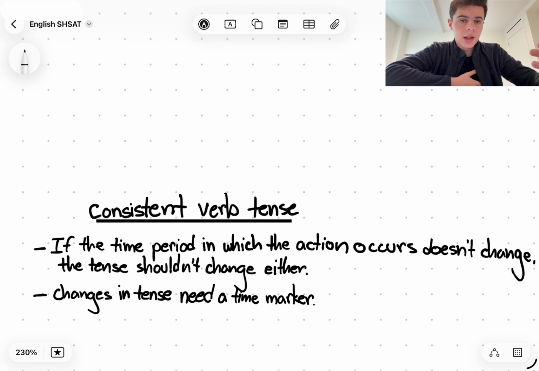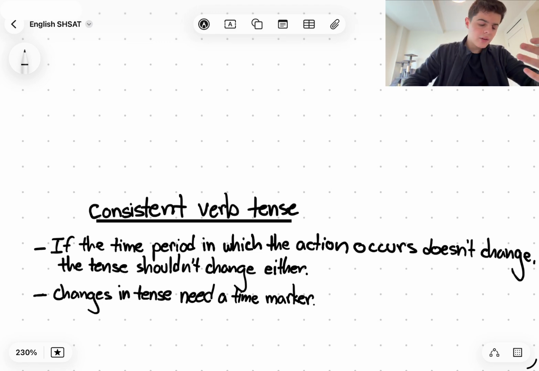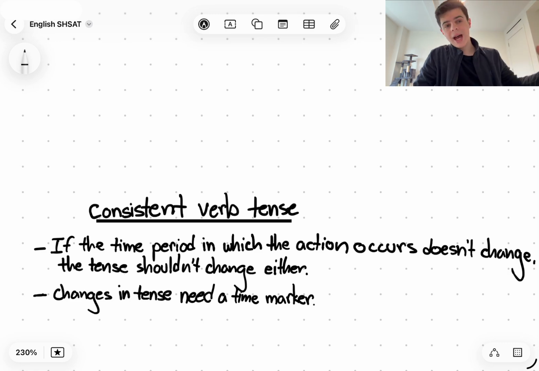Before beginning, I just want to talk about some key tips. My first key tip is if the time period in which the action occurs doesn't change, the tense shouldn't change either. That makes a lot of sense, right? If we're talking about an event that occurred in the past, we shouldn't start talking about something in the future or in the present. We are situated in the past. We should not be bringing in the other time periods.